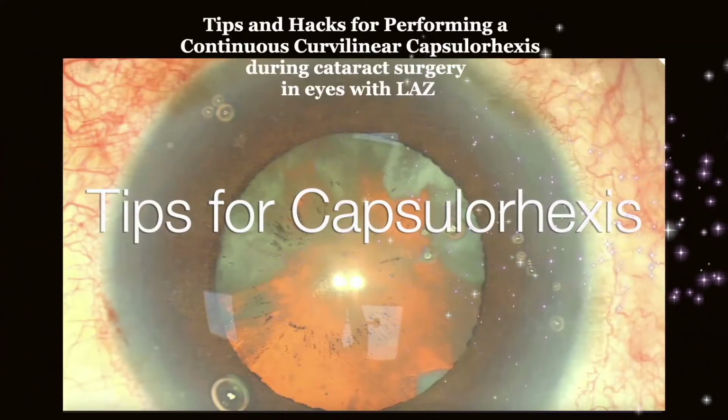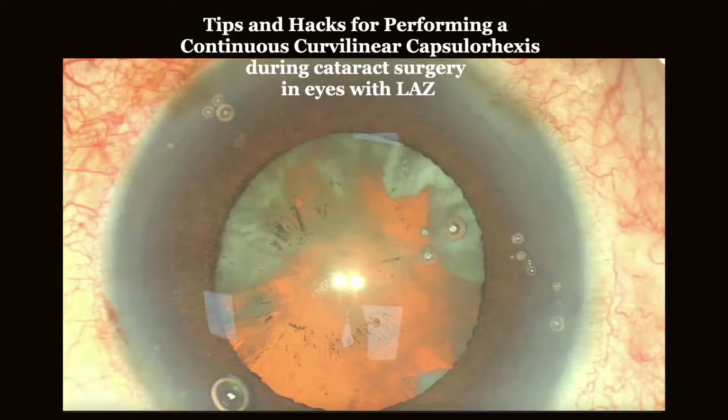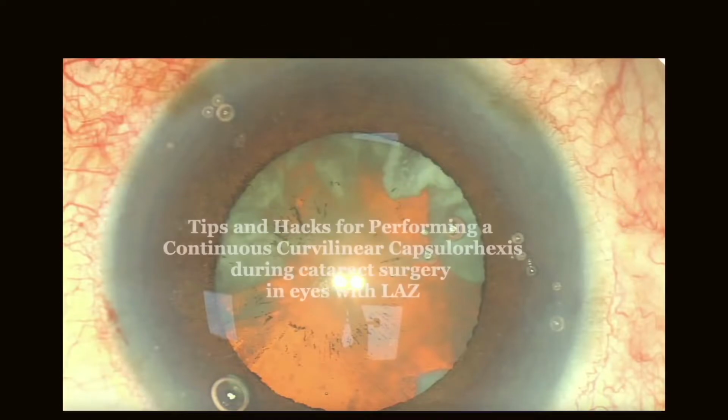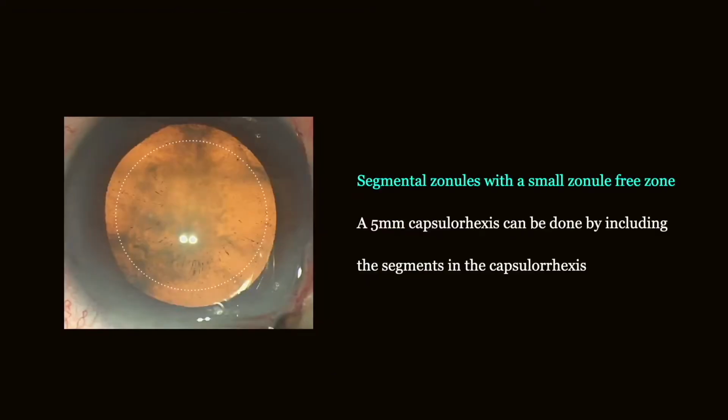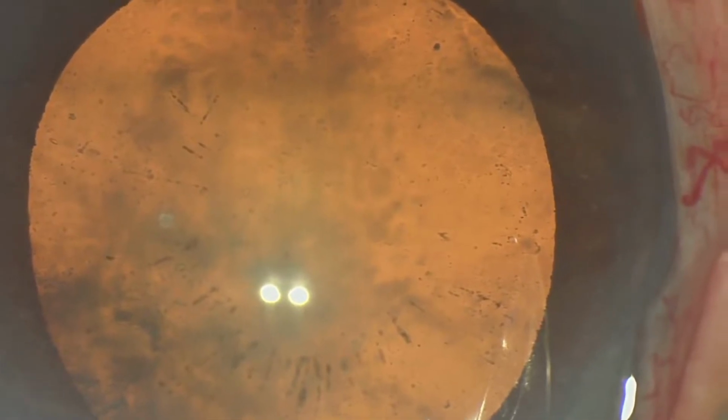Capsulorhexis during cataract surgery can be challenging in eyes with LAZ due to a small zonule-free zone. When the zonule-free zone is more than 5 mm, the capsulorhexis can be easily performed inner to the insertion of the zonules on the anterior capsule. In case of segmental zonules, the capsulorhexis can be done by including the segments in the capsulorhexis as shown in this video clip.